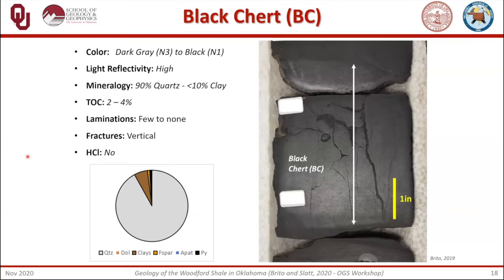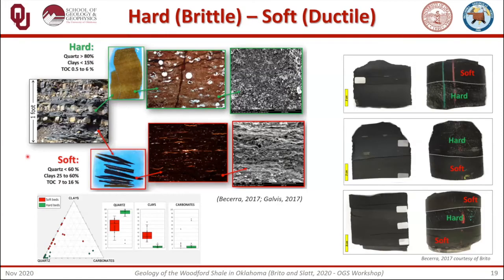The TOC is low in this rock, somewhere between 2 and 4%, sometimes even lower than that. As I said, there are two big groups of facies. For the rest of the presentation, I'm going to refer to them as hard rock, which is the chert or the siliceous mudstone, which are more blocky, and then the soft rock, which is more laminated or shaly.